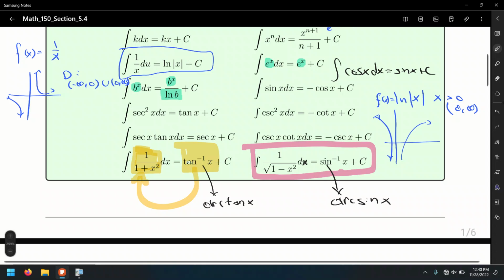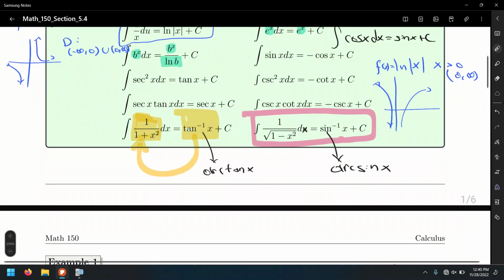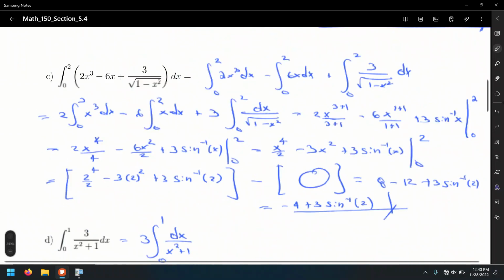It's just to denote that it's the inverse function, because a very common mistake is to say that tangent to the negative 1, which looks like a power, is the same thing as 1 over tangent of x. And this is not true. This would be the reciprocal, and in this case we're not talking about reciprocal functions, we're talking about inverse functions. All right, that being said, let's see.